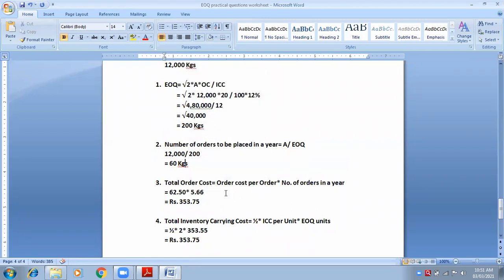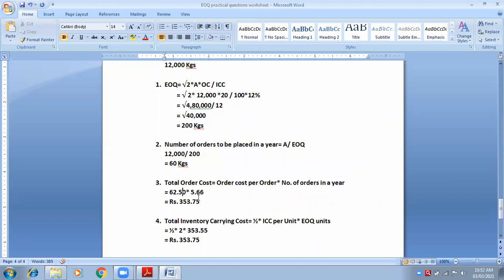Is that okay? 12,000 was converted in the form of kgs, no? So the answer you will get is in the form of kgs. So here also you will get it in the form of kgs.